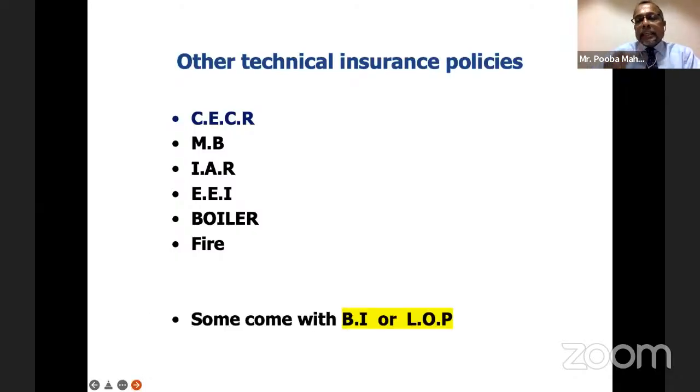Okay, so just as an introduction, I also want to say some of these products come with the BI or loss of profit component. What is BI? Business interruption or loss of profit. So some of these products on this list here come with the BI, business interruption. So due to flooding damage on the highway, if the traffic cannot travel on the highway for 6 months, the business interruption coverage will trigger, and the highway owner will be compensated by the insurance company for the BI element, business interruption. Similarly with the boiler, if the boiler breaks down, there's a fire, then the loss of profit will trigger.